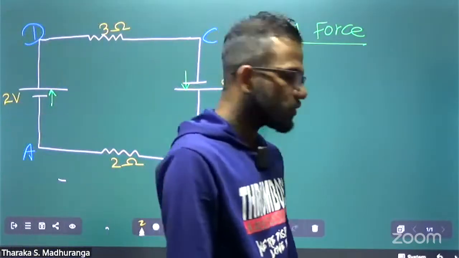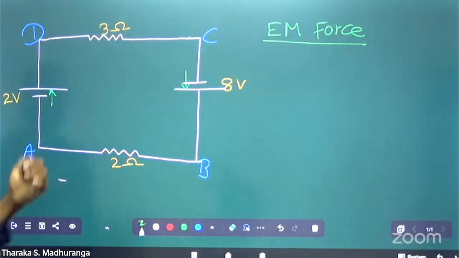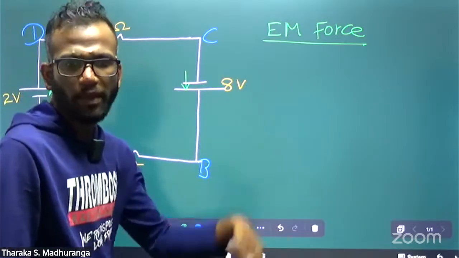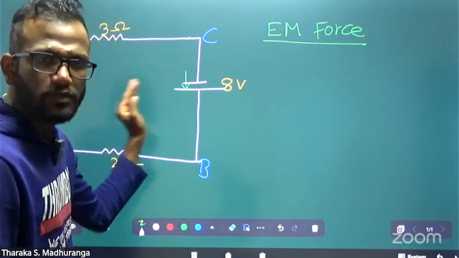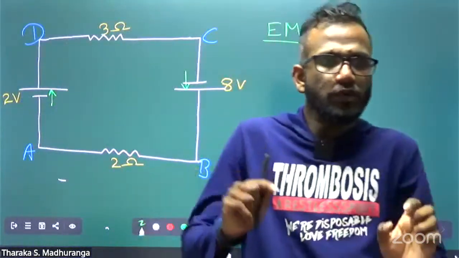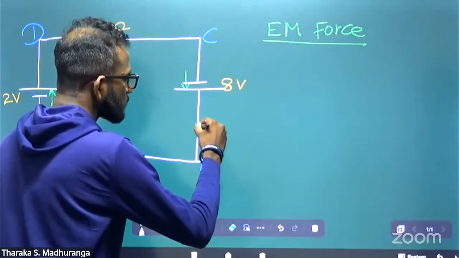Now you need to mark the current direction. What is the current direction? I think the current starts from the 8 volt battery, because this one is 2 volts. From the 8 volt battery, current always flows from the positive side to the negative side. Then I can mark the current direction. This is I.